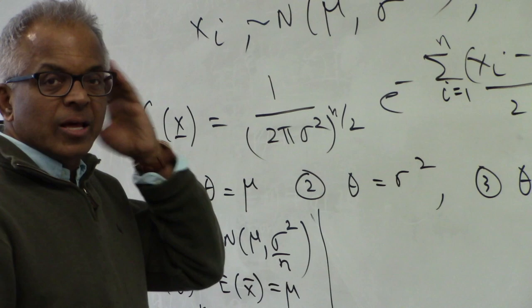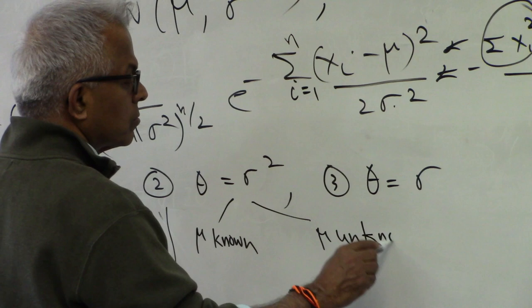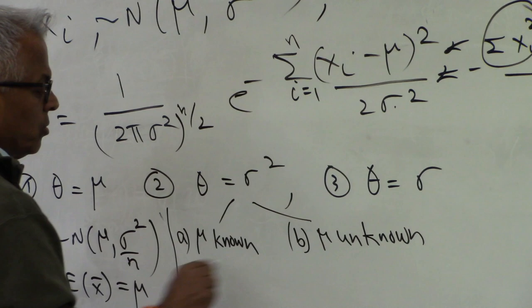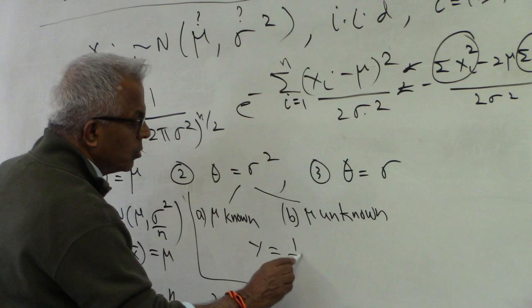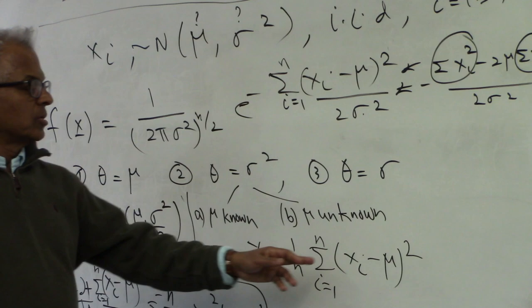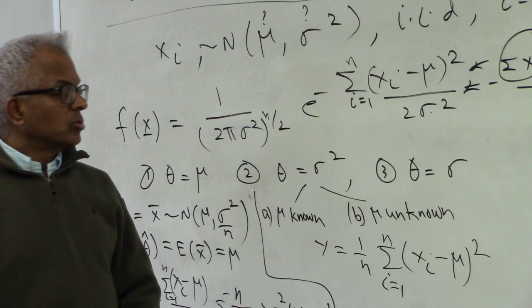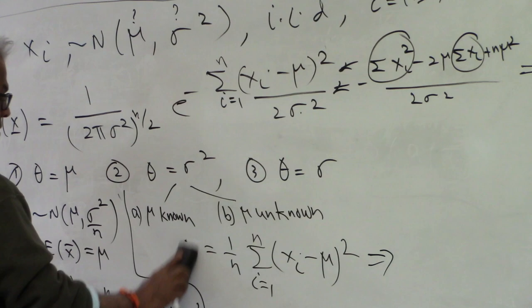So let's look at the estimators for sigma squared. And here we have to consider two cases: 2a, mu known, and 2b, mu unknown. Mu known is easy, because remember the mean is known. I take the data, subtract the mean, square it, add them all up and divide by n. This is like a sample variance, if you want to call it that. Let me call this theta 2 hat; the earlier one is theta 1.